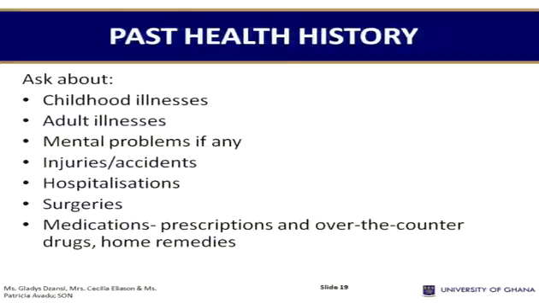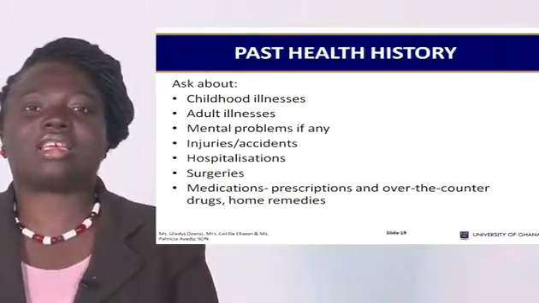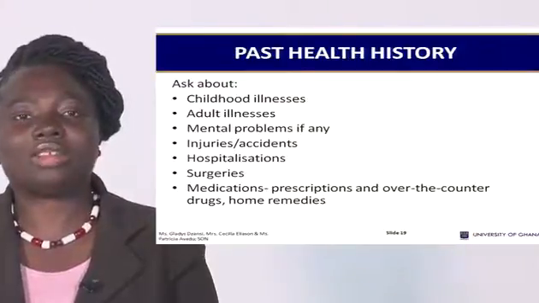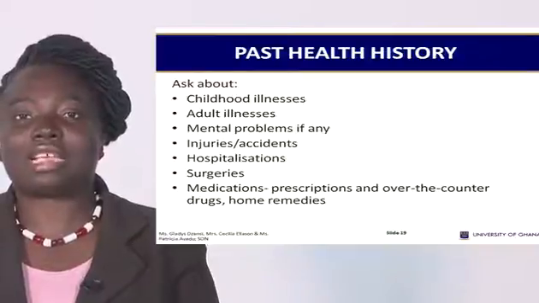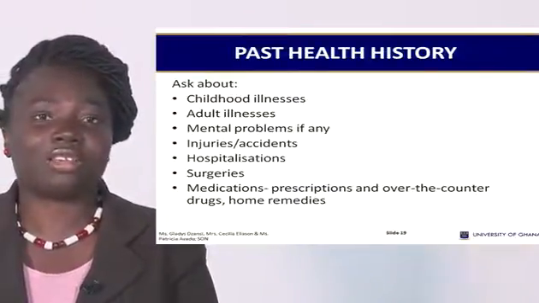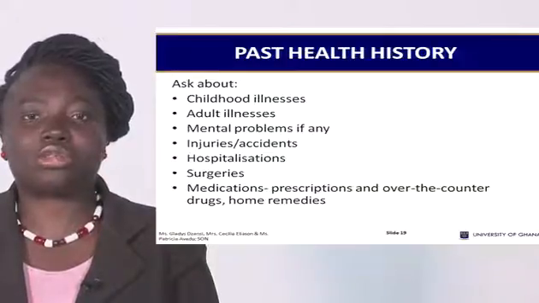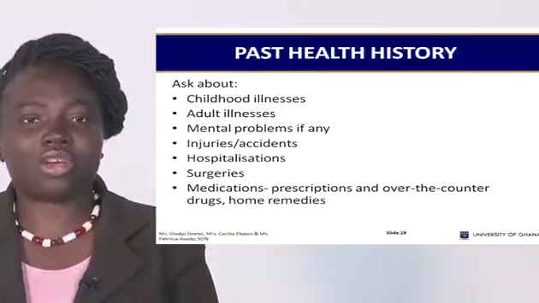Then the past health history. Here you will ask patients about events that have occurred in the past relating to his or her health status. And this information includes things like childhood illnesses, adult illnesses, mental problems, if any, if the person has had any injuries or accidents in the past, injuries such as falling. And then you also want to know whether he or she has been admitted previously to hospital.